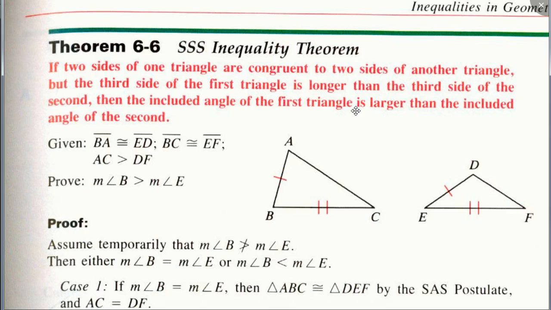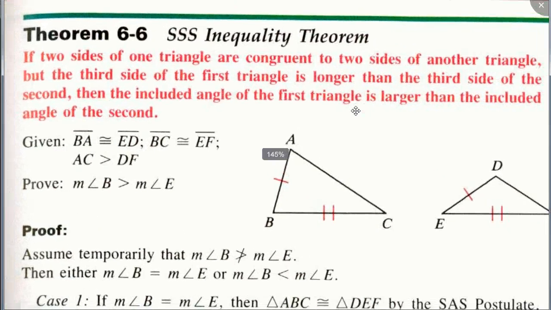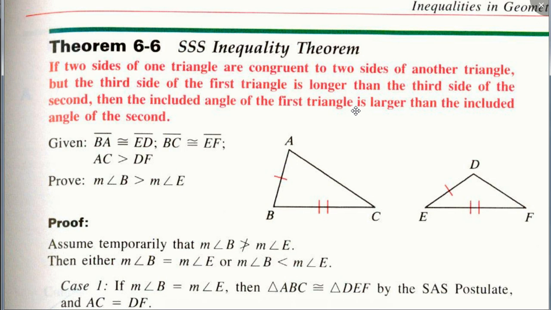Who would like to read this for us? How about Andrew? If two sides of one triangle are congruent to two sides of another triangle, but the third side of the first triangle is longer than the third side of the second, then the included angle of the first triangle is larger than the included angle of the second. In other words, if AB and DE are congruent and BC and EF are congruent, and we told you that AC was longer than DF, what can you tell me about angles B and E? Which one's greater? Angle B, right?